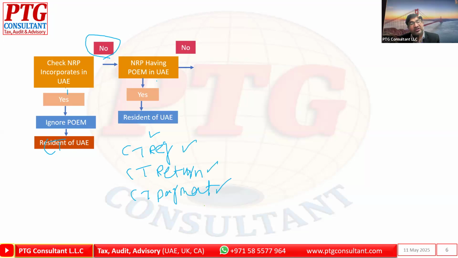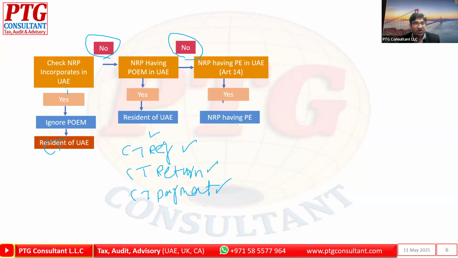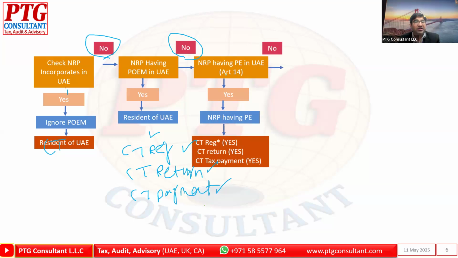If no, the non-resident person does not have it, then what will be the next step? Does the non-resident person have a PE in UAE as per Article 14? Yes, non-resident person having PE. The PE, we just understood in the previous example, the concept of PE. CT registration, CT return, tax payment applicable. Non-resident does not have a PE.